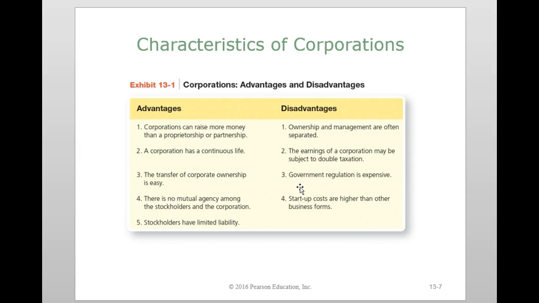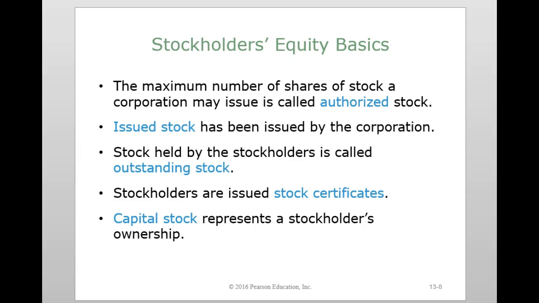And the government has a lot of regulation with corporations because they're traded to the public, and that can be expensive and time-consuming. And startup costs are higher because you're obviously pulling in more costs. It's a much larger operation than a small proprietorship. And those are the characteristics: advantages, disadvantages. I'm sure there are more, but those are the main ones.